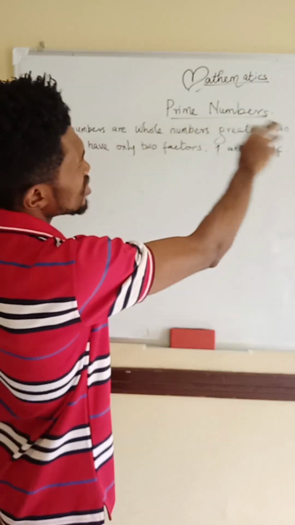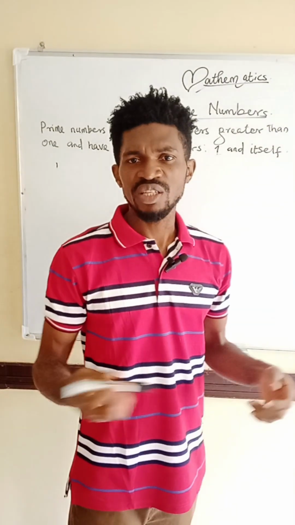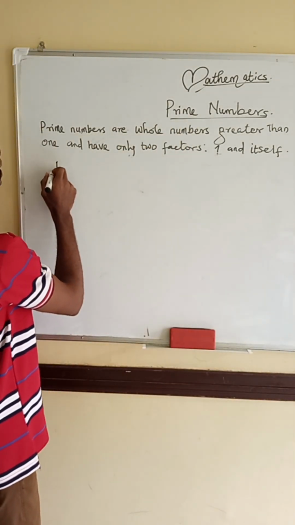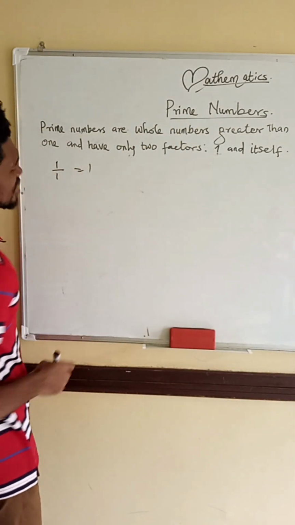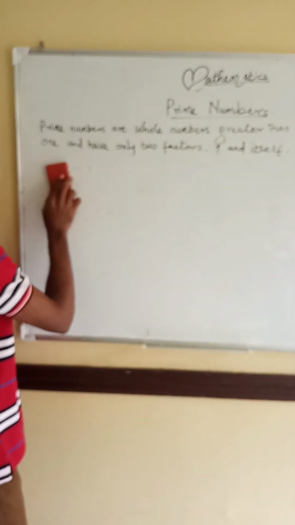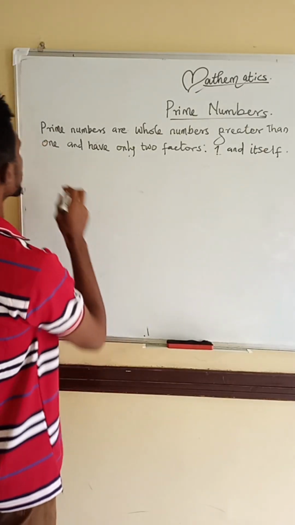But aside from this theoretical definition, we can actually check. Let's see. 1 divided by 1 will give us 1. Is there any other factor? No, there is no other factor. So therefore 1 is not a prime number. So we'll go to the next one, 2.